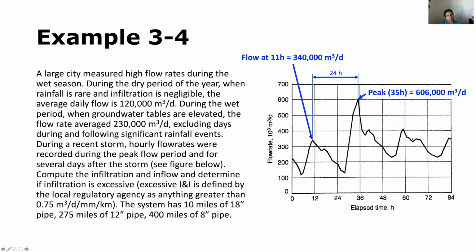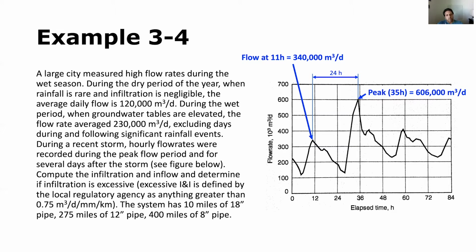Let's do another example. Consider a large city which has measured the high flow rates during the wet season. During the dry period of the year, when rainfall is rare and infiltration is negligible, the average daily flow rate is 120,000 cubic meters per day. However, during the wet weather period, the groundwater tables are elevated, and the flow rate is an average of 230,000 cubic meters per day. This is not considering days during significant rain events or right after significant rain events.